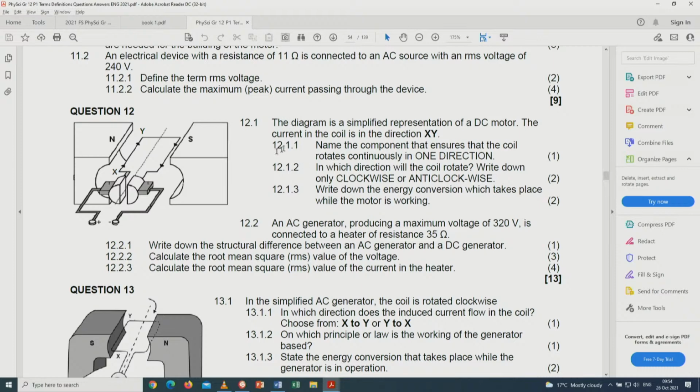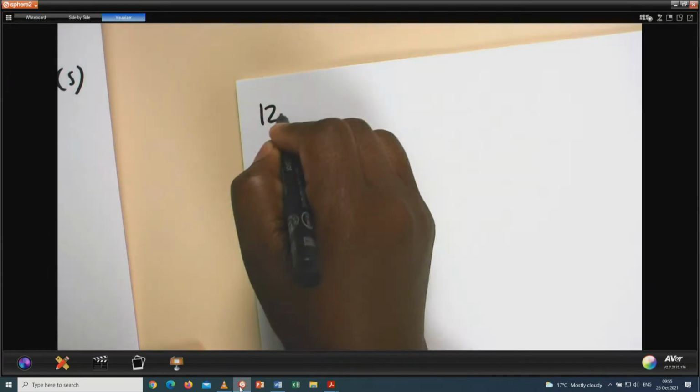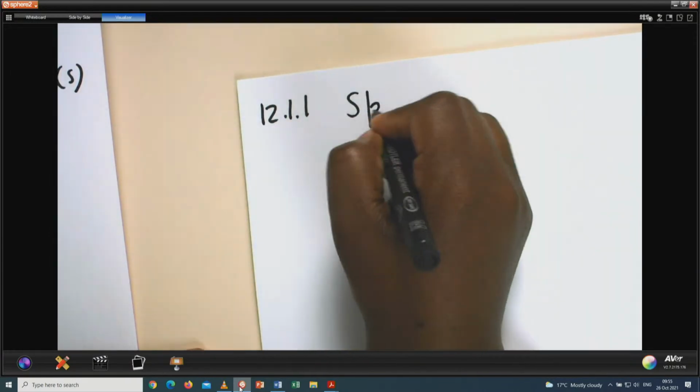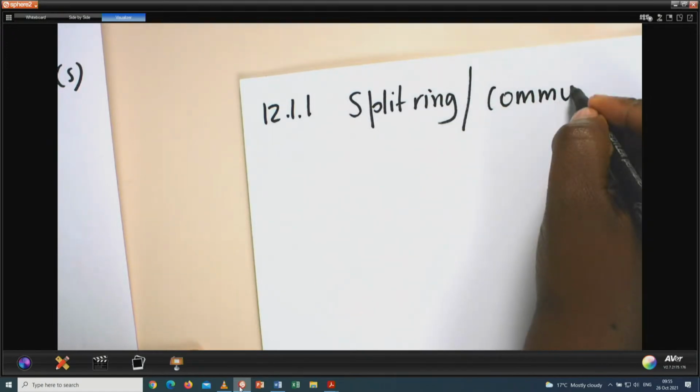Then 12.1.1 says, name the component that ensures that the coil rotates continuously in one direction. It's the split ring, or sometimes it is called the commutator. So to answer 12.1.1, we say it's a split ring, or we can say it is a commutator.